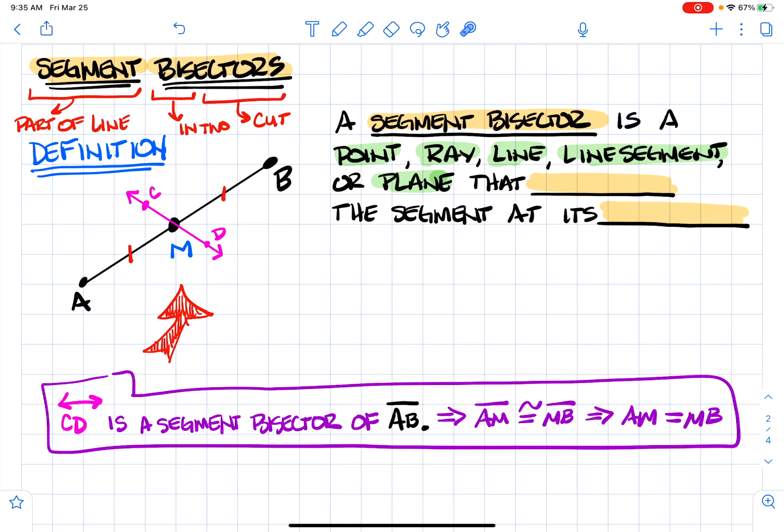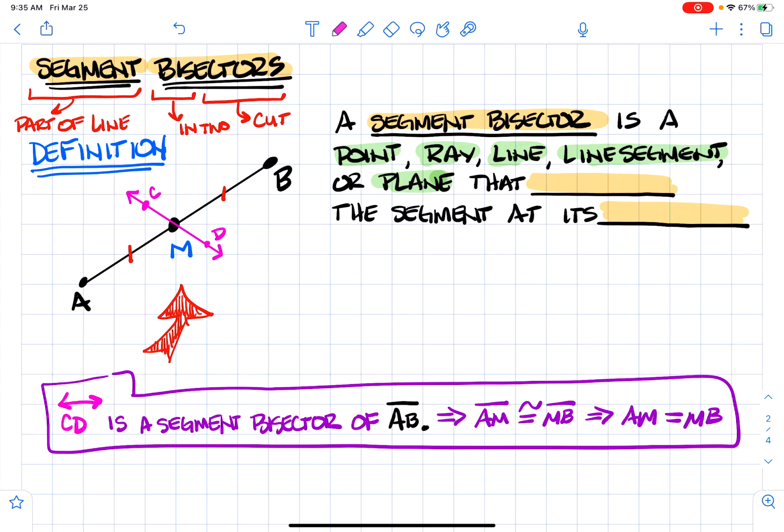Let's talk about segment bisectors now. As you can imagine, a segment bisector is exactly what it sounds like. Segment, we know, is part of a line, and bisect means to cut in 2. So a sect and then into 2. So Latin roots of cut in 2. So we're taking part of a line and we're cutting it in 2. That's what segment bisectors are.